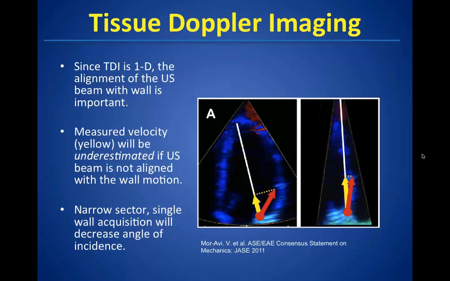The problem with tissue Doppler imaging is that it is single-dimensional, and so alignment of the ultrasound beam with the wall is very important. As you can see here in the picture, the measured velocity, which is the yellow arrow, can be underestimated if the ultrasound beam is not aligned with the wall. In order to improve this measurement, the sonographer can narrow the sector and give you just a single wall acquisition, thereby decreasing the angle of incidence.